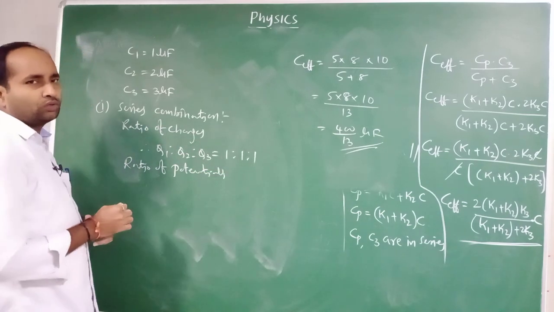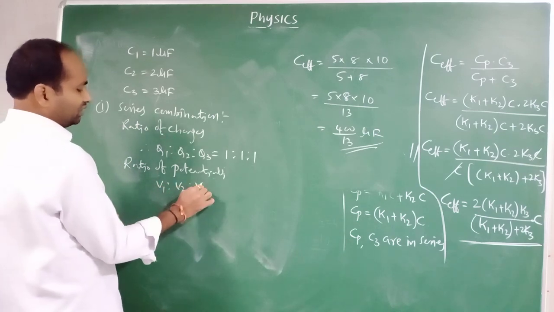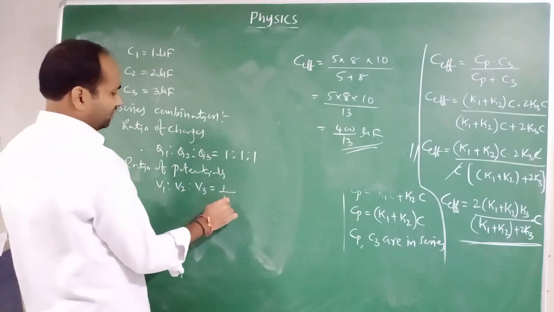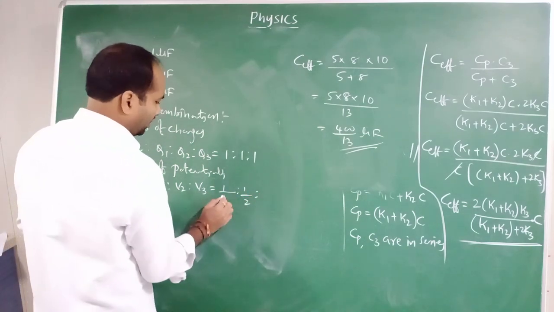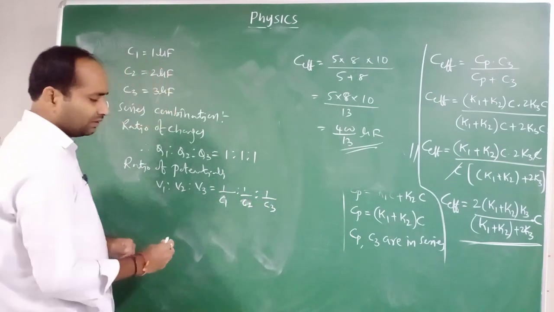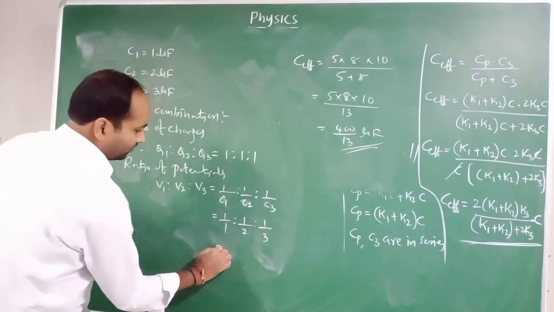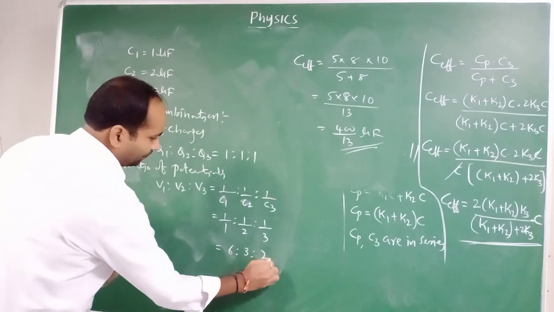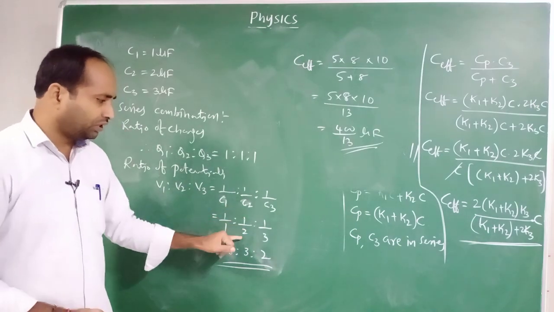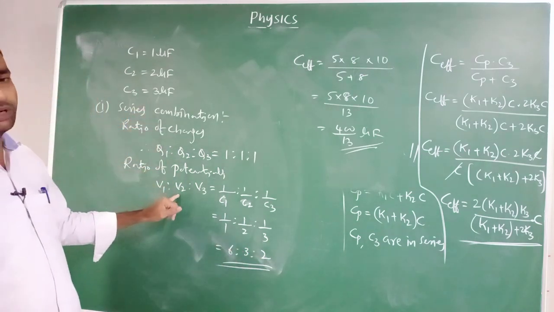See, C is equal to Q by V, so V is equal to Q by C. V1 is to V2 is to V3 is equal to Q by C1, and Q is common here, so 1/C1 is to 1/C2 is to 1/C3. That is 1/1 is to 1/2 is to 1/3, that is 6 is to 3 is to 2. This is the ratio of the potentials.